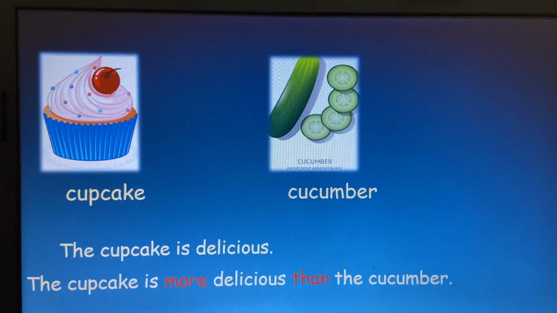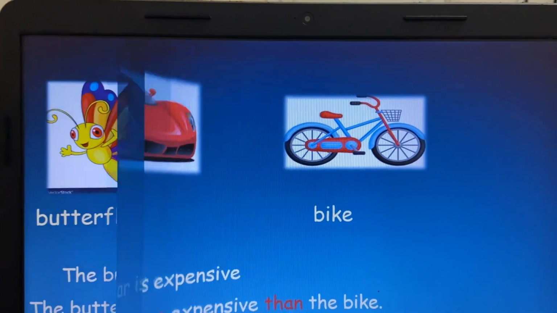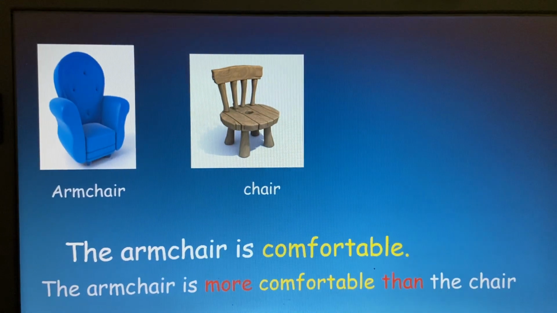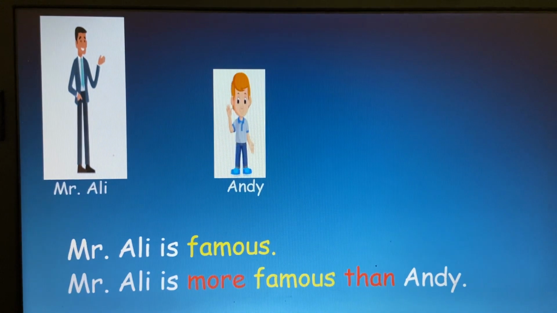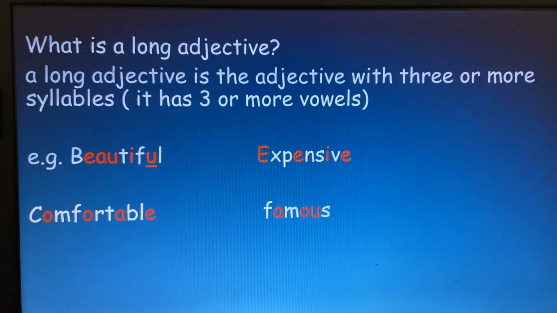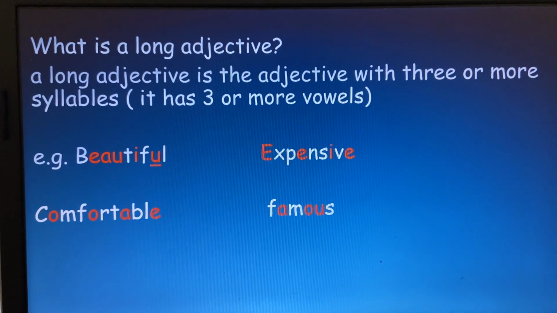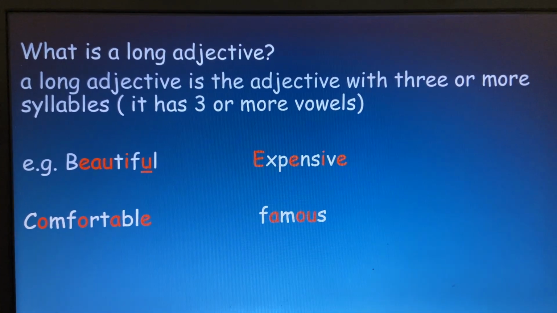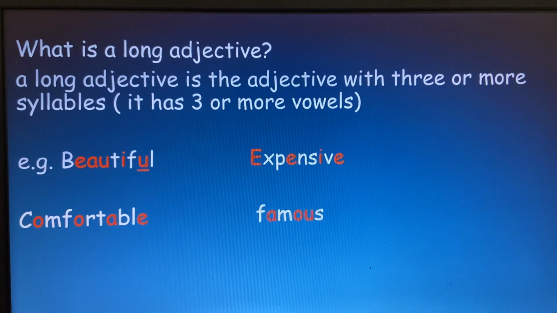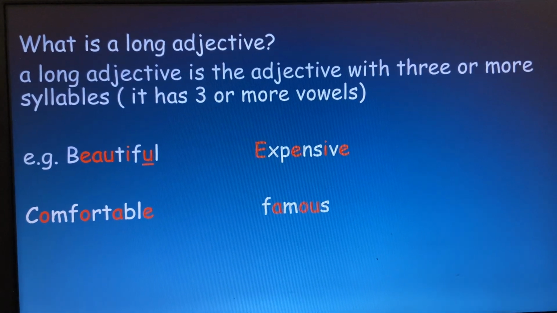Let's go back to the start of our lesson and revise what a long adjective means. What is a long adjective? A long adjective is the adjective with 3 or more syllables, or it has 3 or more vowels.